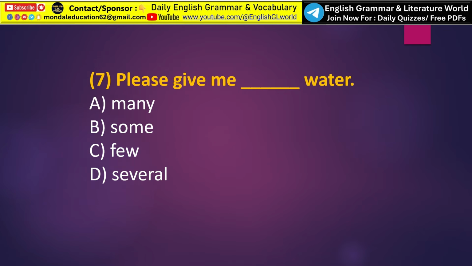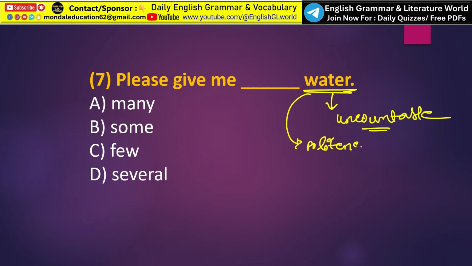Next. Please give me dash water. The noun water is uncountable, but the sentence suggests a kind of politeness. Please give me dash water. That means the sentence is an imperative sentence. In polite requests and affirmative sentences, we commonly use some. So option B, some, is the correct answer. Many, few and several are not the correct choices.